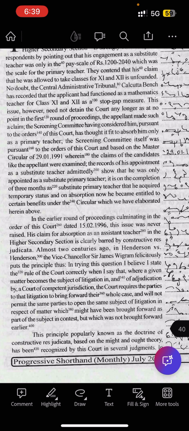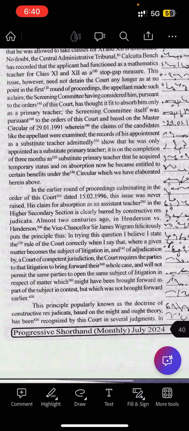The screening committee, having considered him pursuant to the orders of this court, has thought it fit to absorb him only as a primary teacher. The screening committee itself was pursuant to the orders of this court and based on the Master Circular of 29/1/1991, wherein the claims of the candidates like the appellant were examined.